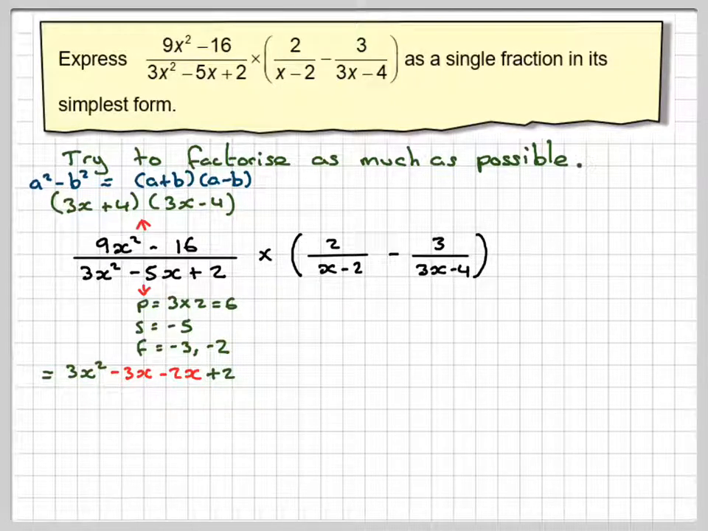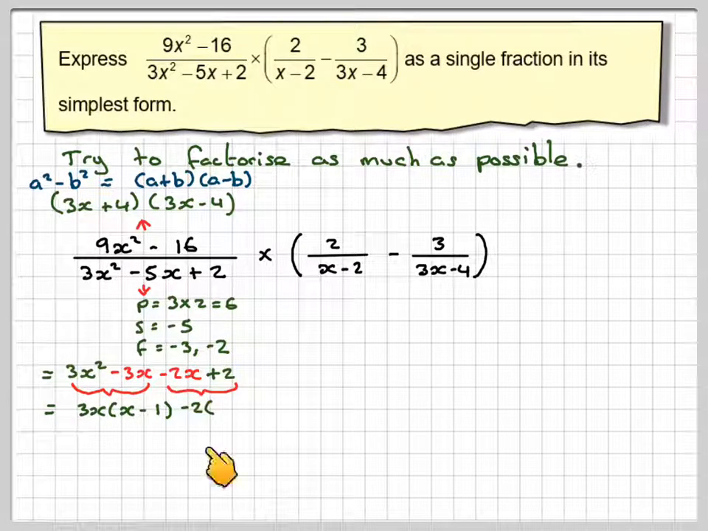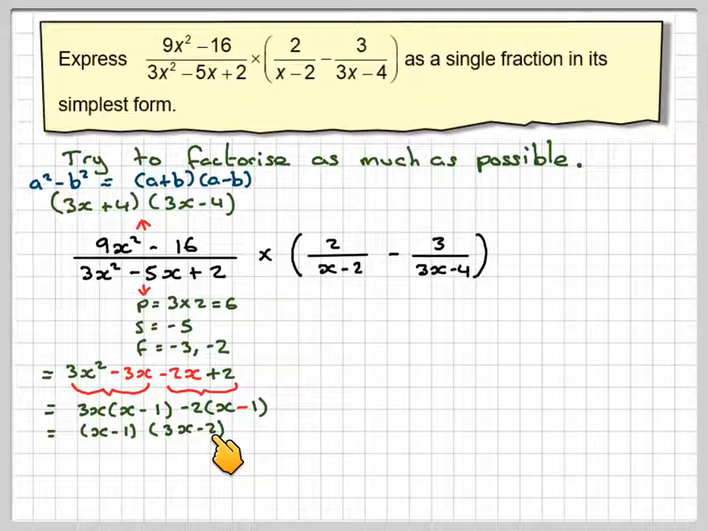We group the first two terms together, and we get 3x brackets x minus 1. We group these two terms together, and we get minus 2 brackets x minus 1. Don't forget to change the sign. If we do this properly, here and here, you will always get the same thing. That now comes out as a common factor, and you're left with 3x minus 2.